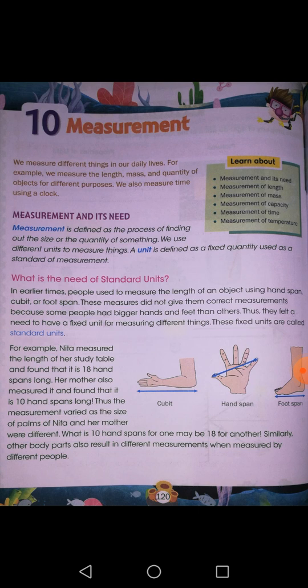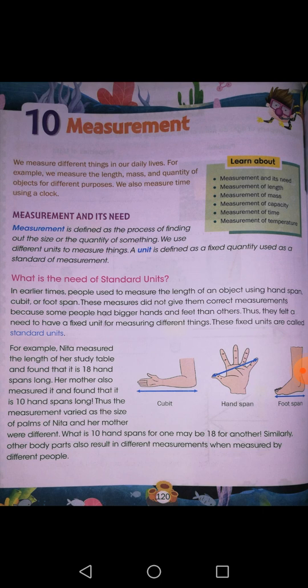So for measurement we should have some fixed quantity which is used to measure anything, that is called a unit. Earlier we were not having a specific fixed unit for the measurement of anything. Like if the length of any object had to be measured, at that time people were using the cubit, hand span or foot span. You can see here in the figure what a cubit is. Cubit means equal to the length of the hand up to the joint. Then hand span also you can see, and foot span also you can see.